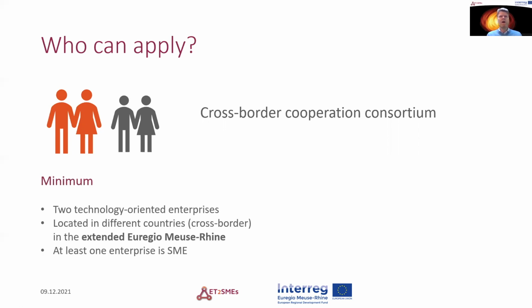Now, the minimum requirement for a consortium is that there are 2 technology-oriented enterprises located in different countries in the cross-border area, in the extended Euregio Meuse-Rhine, so a German company with a Dutch company or a Belgian company with a German company. And at least one of these enterprises is an SME. So the other enterprise located in the extended Euregio Meuse-Rhine can also be a large enterprise. So minimum requirement, 1 SME in that cross-border consortium.